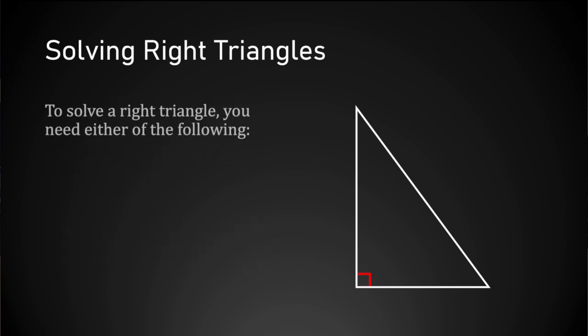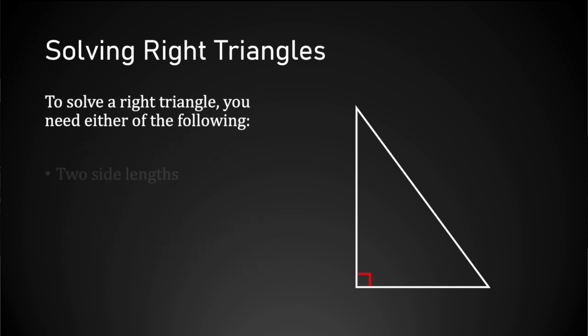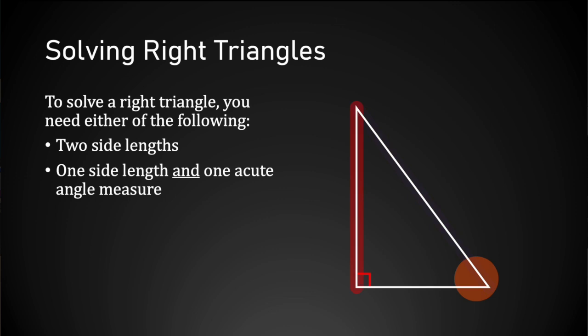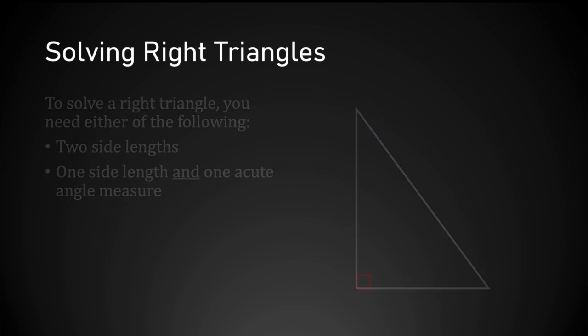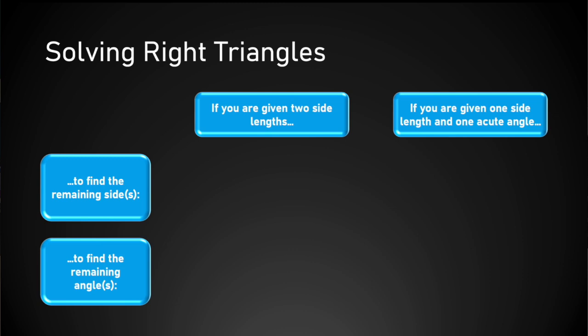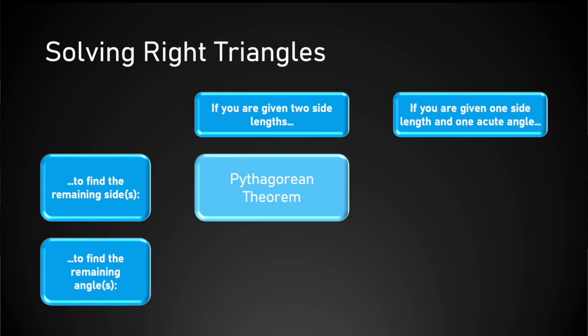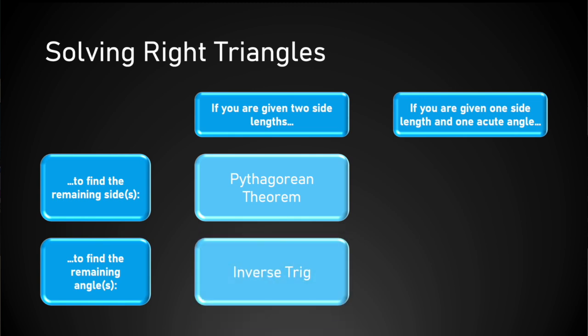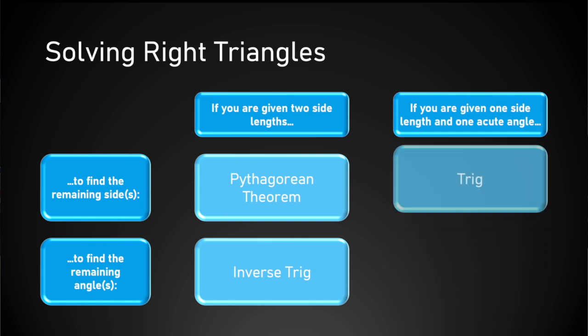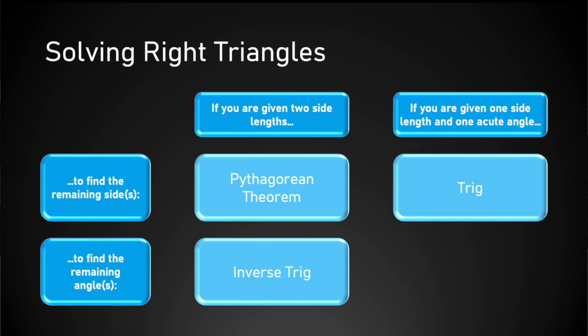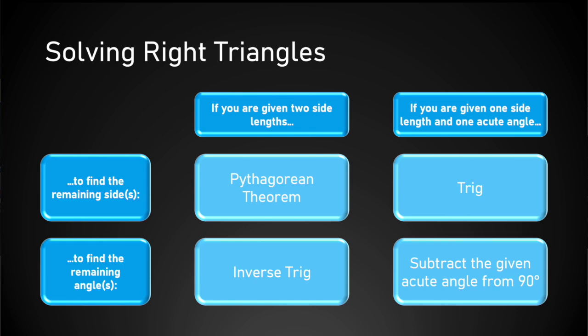To solve a right triangle, you need either of the following: any 2 side lengths, or a combination of any side length and any acute angle measure. Let's build a table to talk about what to do with what you're given. Anytime you know 2 side lengths, you can find the third using the Pythagorean theorem, and you can use inverse trigonometry to find both of the acute angles. If you know 1 side length and the measure of 1 acute angle, you can find the other side lengths using trigonometry, and you can find the other acute angle by subtracting the one you're given from 90 degrees, since the acute angles in a right triangle are complementary.